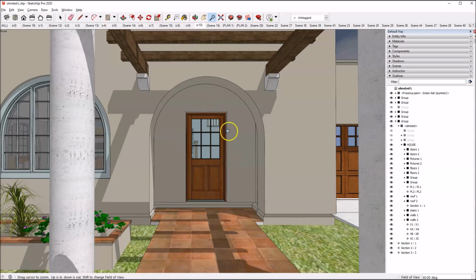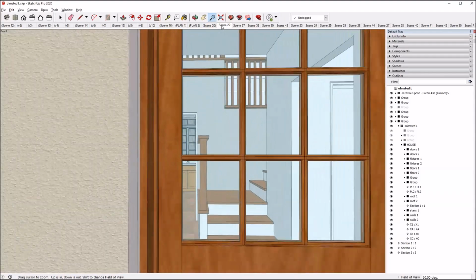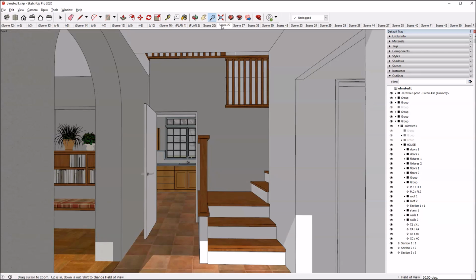Now we're going to go inside the front entrance hall. We're inside the front hall now, and again I've set the field of view to 60 degrees. I've got the door right to my back. If I try to back up at all, I'm going to be hitting the door, which isn't going to work for this particular view.